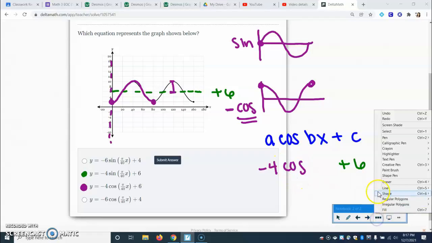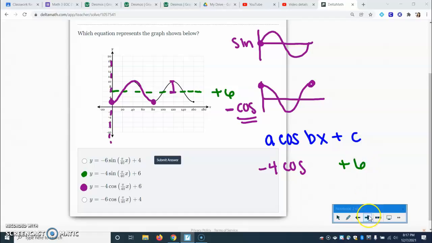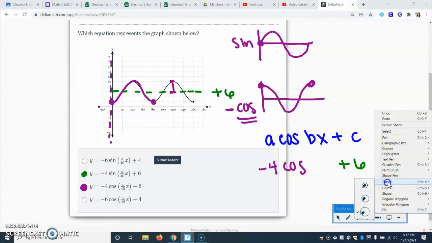The B value is the only one that's a little bit tricky. The B value is related to the period, but it does not equal the period. So actually, let me erase some of this graph.